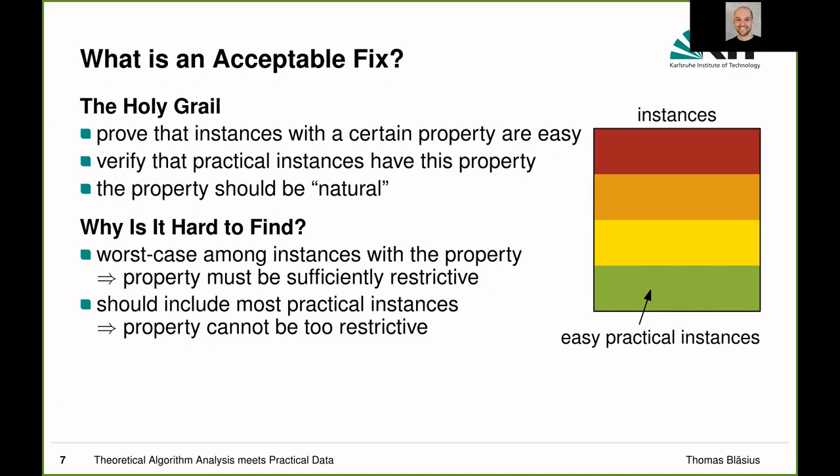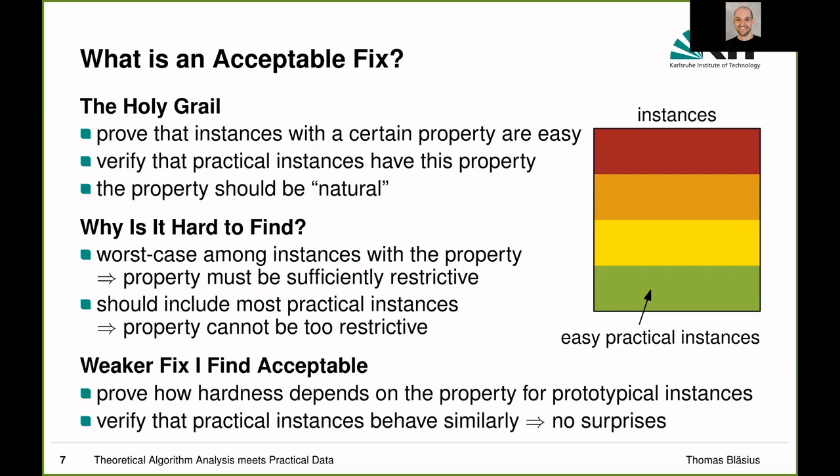On the other hand, if I make this property too restrictive, I maybe don't include the instances I'm actually interested in. So there are these practical instances, I want to place them in the green region, but if I make the green region too small because I have to restrict it so much, then maybe the instances I'm interested in are no longer in this green region. So I have this contradiction between I want to make this property very restrictive so I can prove something, but I don't want to make this property too restrictive because I want interesting instances to have this property.